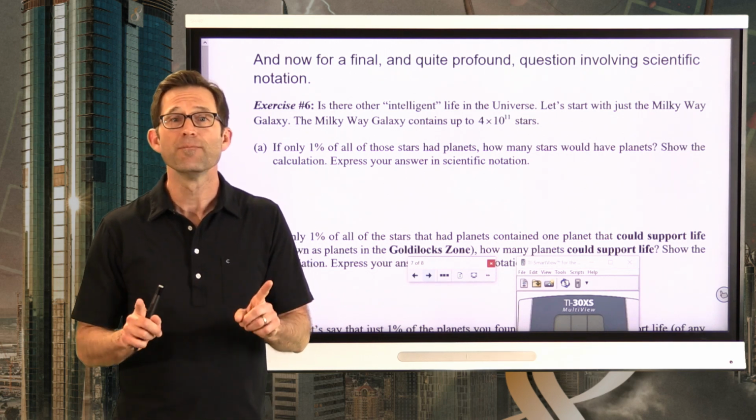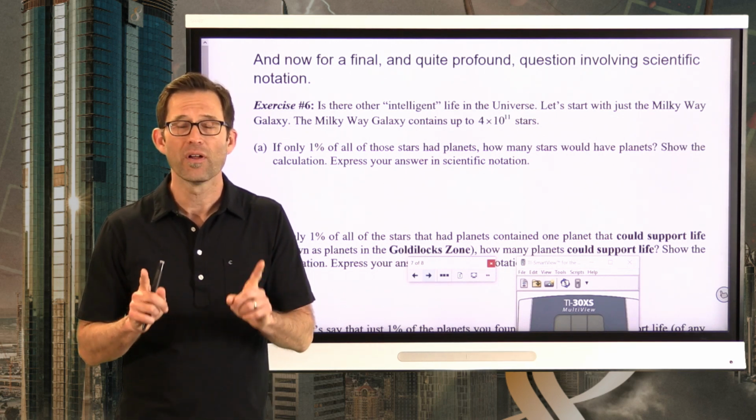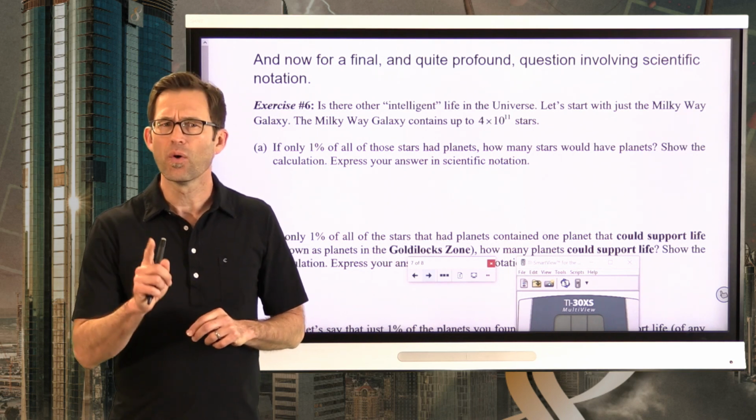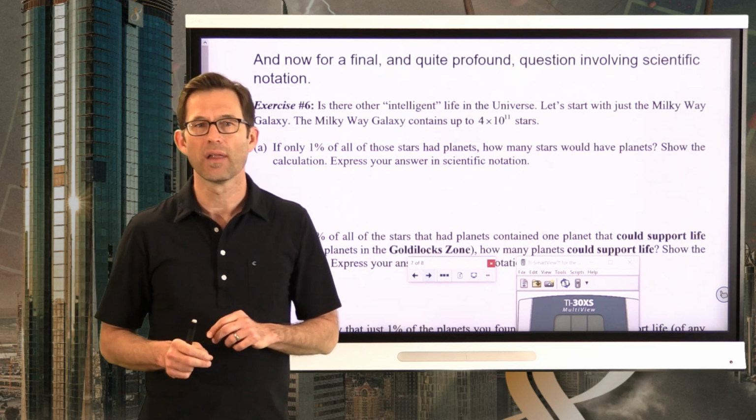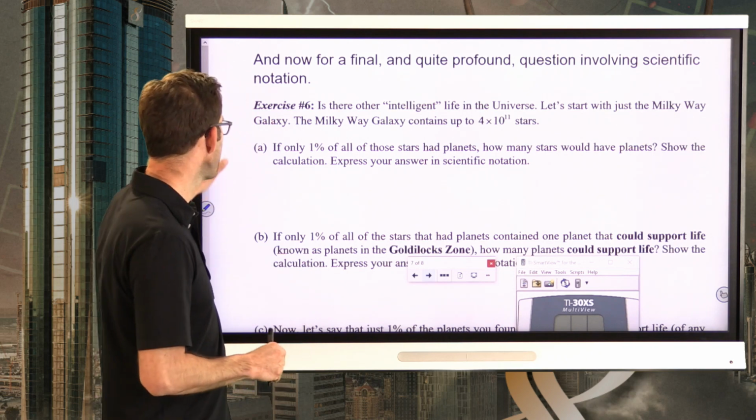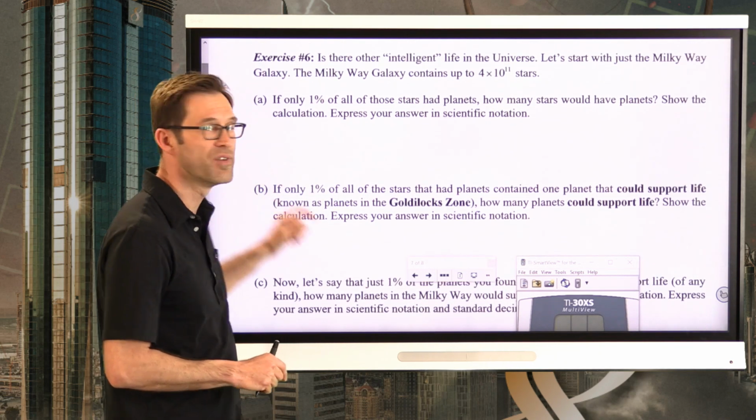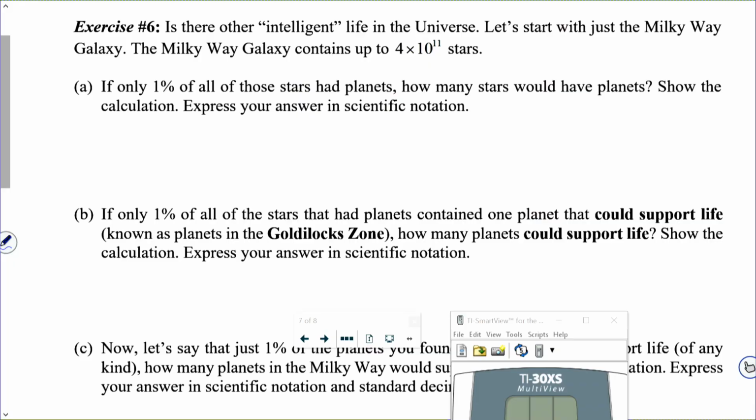But my point is, let's run the math. Let's figure out could there be other intelligent life out there? Let's take a look at that in exercise number 6. Let's revisit that now. Is there other intelligent life in the universe? Let's start with just the Milky Way galaxy, the galaxy we live in, not the solar system, the galaxy. The Milky Way galaxy contains up to 4 times 10 to the 11th stars.